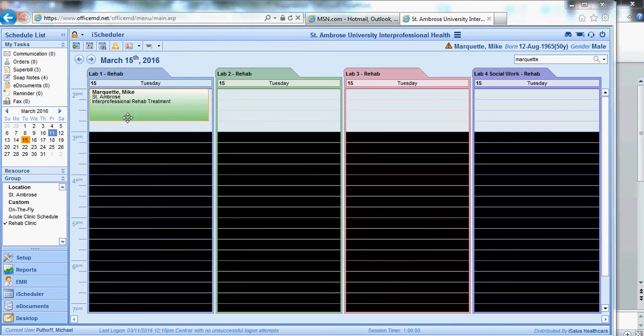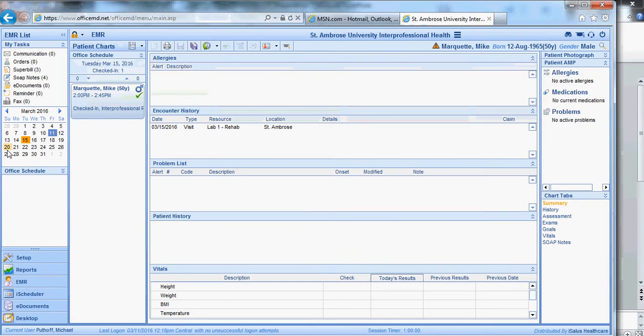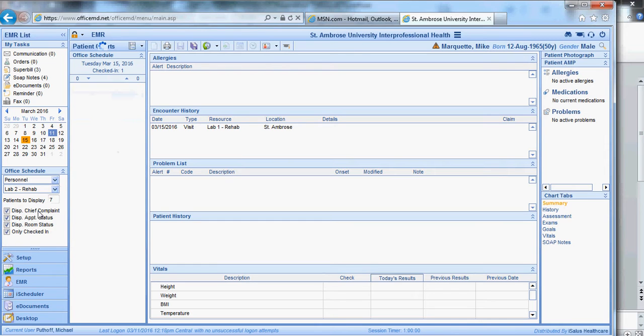So back at the schedule, here we are, the patient's checked in. I can just go down here and click EMR also, and because I have my office schedule and I have lab 1 displayed, Mike Marquette's popping up. Now if I only had lab 2 displayed, that patient wouldn't be there, but because I had lab 1 displayed, it's there. So I want to start documenting this patient. I can click it, it pulls in the chart, and we're right back where we were before.